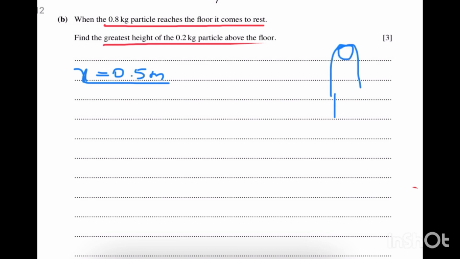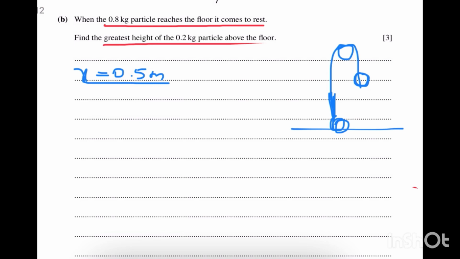This is the pulley and this is the floor. So now the 0.8 kg particle is over here and this 0.2 kg particle is now over here. Once this 0.8 kg particle hits the floor, there will be no tension in the string. That changes the acceleration, and it will not remain the same as it was in the previous part, in part A.